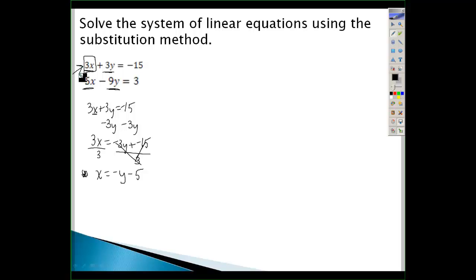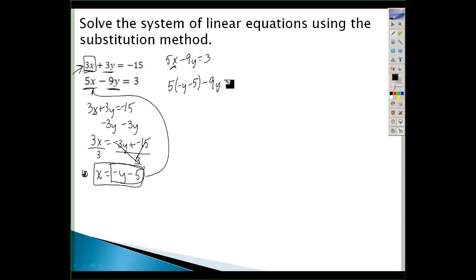So I used the first equation, so this time I need to plug it into the second equation. Okay, I found x, so I'm going to rewrite my second equation. That's all I'm doing here, just rewriting it. 5x minus 9y equals 3. And now I'm going to take my x, what I know it's equal to, negative y minus 5. So instead of x right here, I'm going to write in negative y minus 5. And now I just have one variable to solve for. So I'm going to distribute.